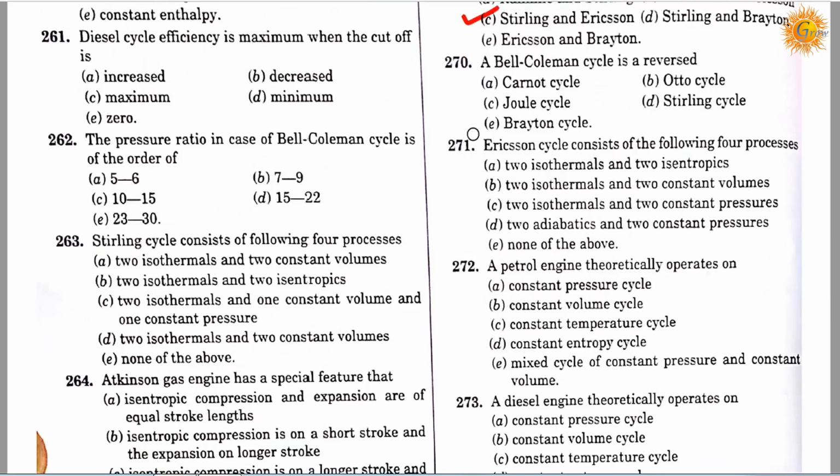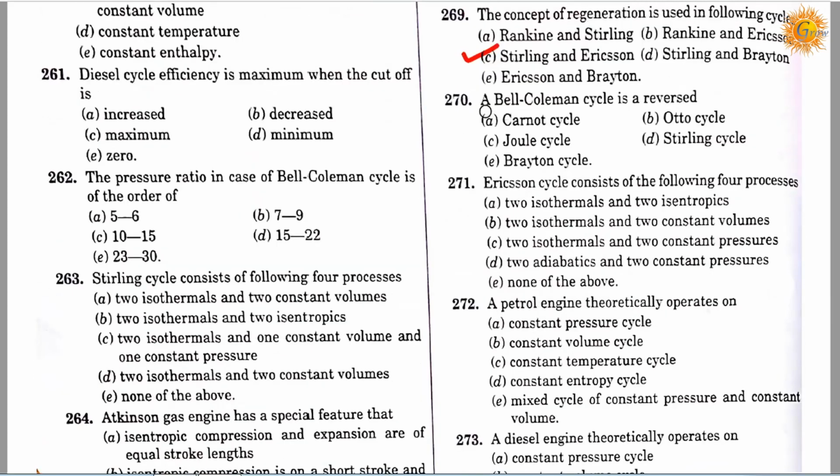Question number 270. A Bell-Coleman cycle is a reversed: option A, Carnot cycle; option B, Otto cycle; option C, Joule cycle; option D, Stirling cycle; option E, Brayton cycle. So the correct answer is C, a Joule cycle.